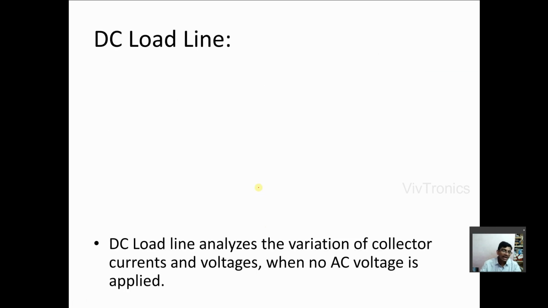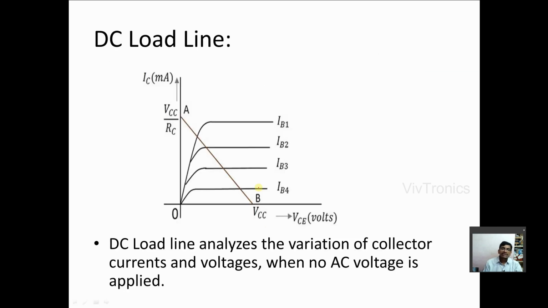Let us see the DC load line once. The DC load line means that if no input signal is applied, which means no AC input signal is applied, and we draw the load line, that load line is called the DC load line. The DC load line analyzes the variation of the collector current and voltages when no input is applied.